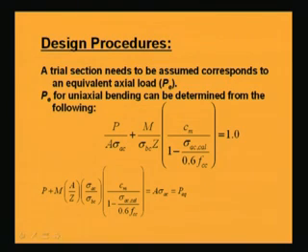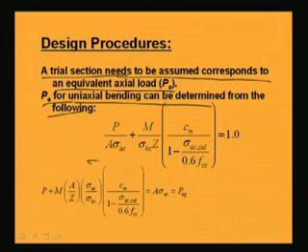because here load is not only the compressive load but also the moment in different directions. So we have to find out the equivalent load due to this moment. Equivalent compressive load due to the moment has to be found out, then we can find out the approximate area considering an allowable stress. Okay. So a trial section needs to be assumed corresponding to an equivalent axial load PE, where PE is basically for uniaxial bending, which can be determined from this formula.